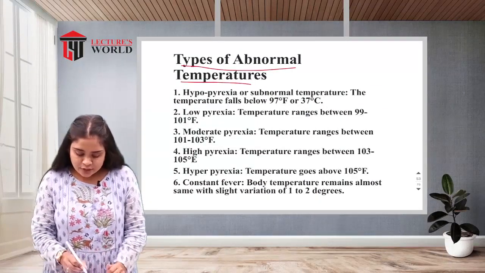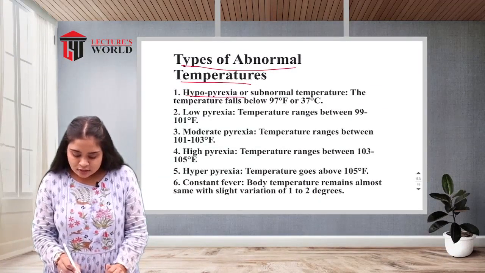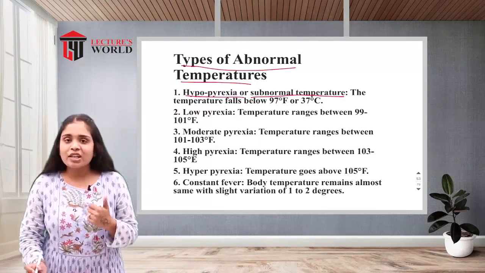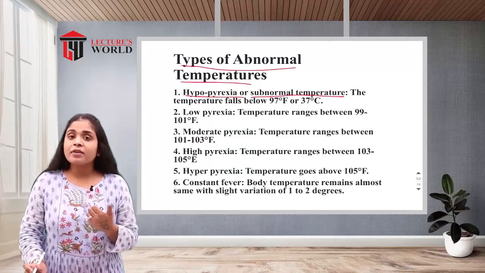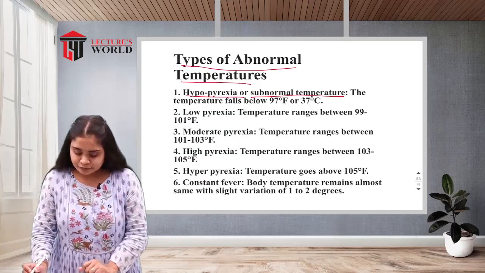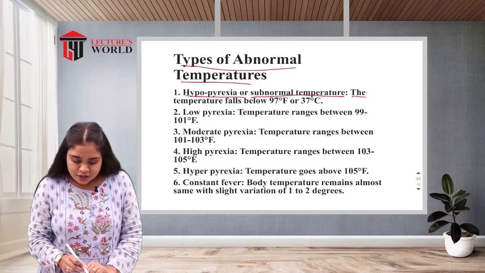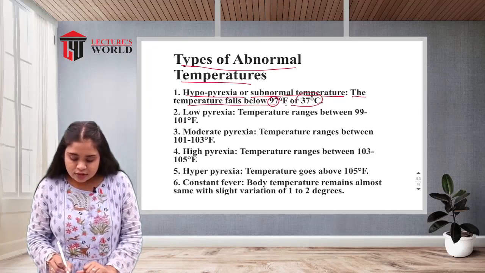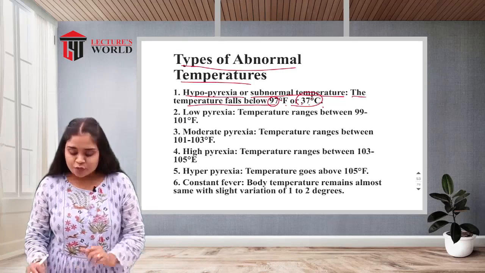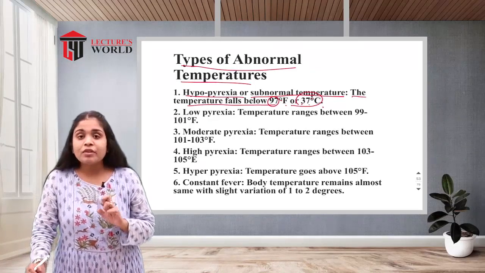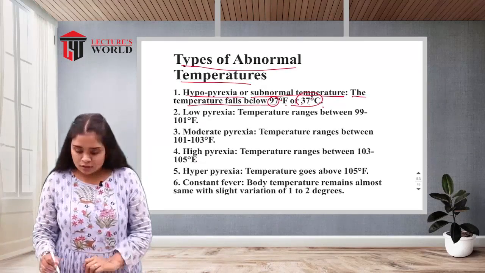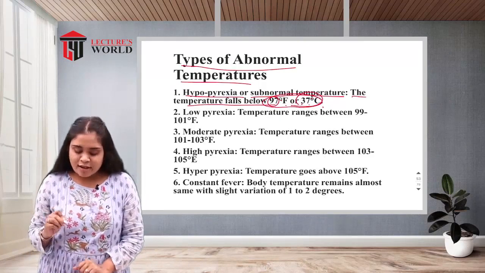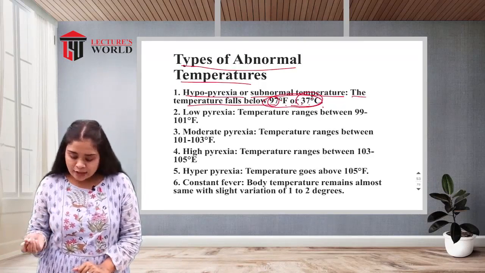In that, the first one is hypopyrexia, or the subnormal temperature. In hypopyrexia, hypo means low, and hyper means higher. So the temperature falls below 97 degrees Fahrenheit or 37 degrees Celsius. So the temperature will fall below this limit. That is known as hypopyrexia, otherwise known as a subnormal temperature.